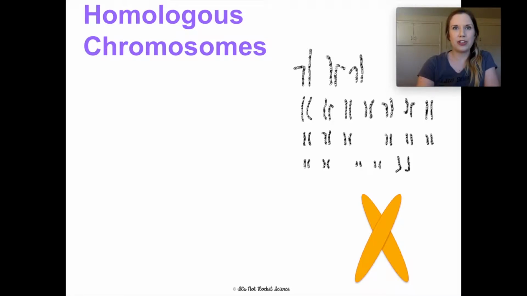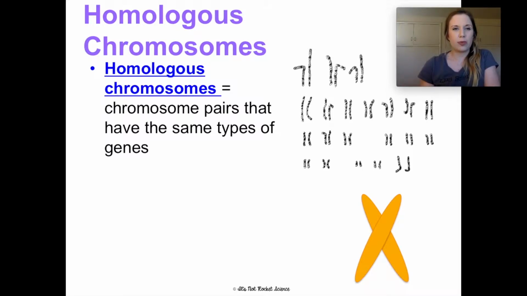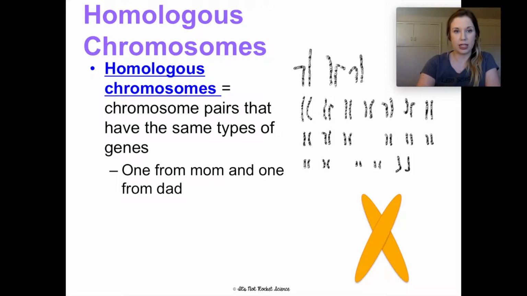Okay, so I mentioned homologous chromosomes. Homologous chromosomes are just chromosome pairs that have the same types of genes. So you have two sets of a chromosome. You have one from mom, you have one from dad. And so right here I outlined this is chromosome number 6.